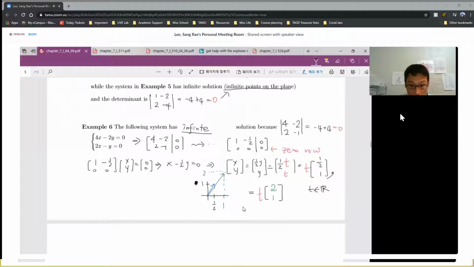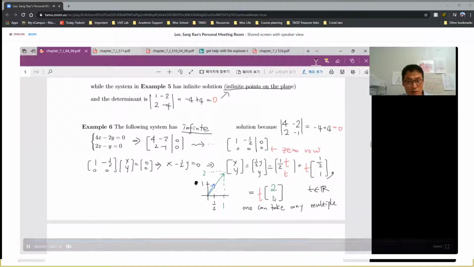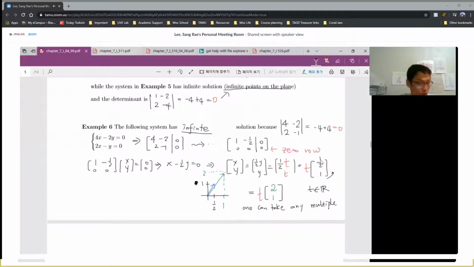So let me write this here. One can take any multiple. The second one looks better in the sense that 2, 1 are whole numbers. So instead of using fractions, you can use whole numbers by taking a multiple of your vector. So in case you have some fractions like 1/2, 1/3, 2/5, whatever, you can take any scalar multiple of the vector. Then you will get a little bit better expression.